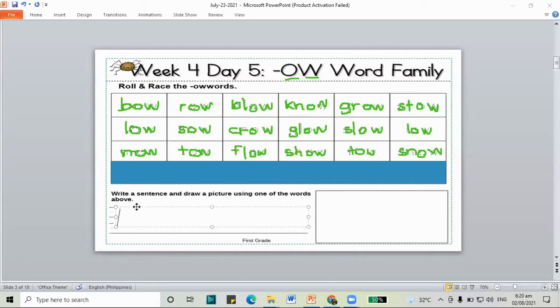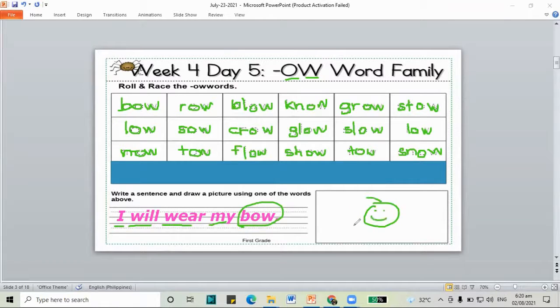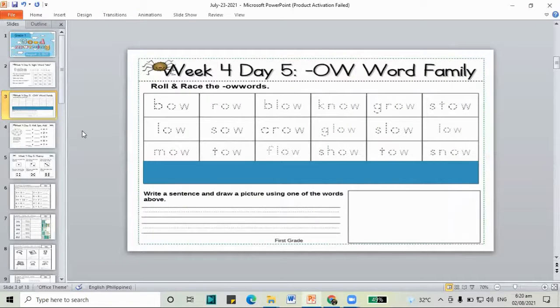Now, how about I will choose a word that I like? I have bow. So I have the sentence, I will wear my bow. I will draw myself wearing a bow. And remember, a bow, it's a ribbon. So I drew myself wearing a bow. How about for the next one? If you're not yet done, pause the video. But if you're done, let's move to the next work, okay?